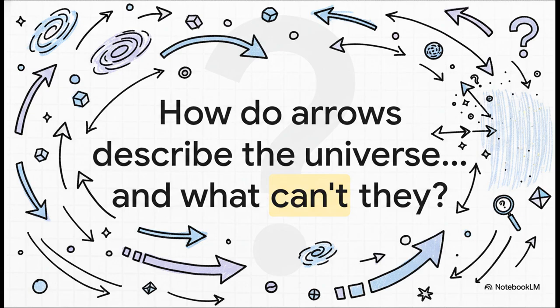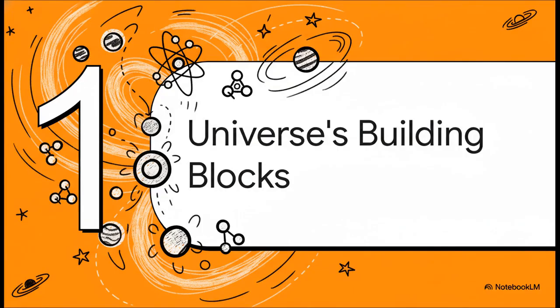So here's the big question we're tackling today. How can something as basic as an arrow describe the ridiculously complex workings of our universe? And, maybe more importantly, what happens when that simple tool just isn't enough? What kinds of mysteries are lurking just beyond what it can explain? To even begin to answer that, we first have to get a handle on the fundamental language physicists use to talk about reality itself. So let's start with the universe's building blocks.